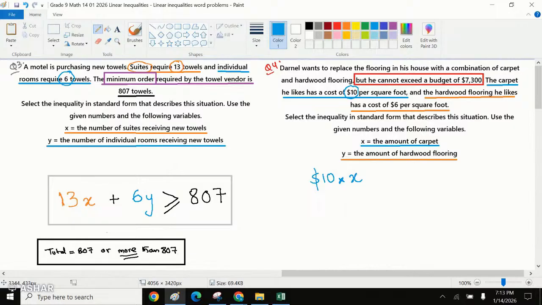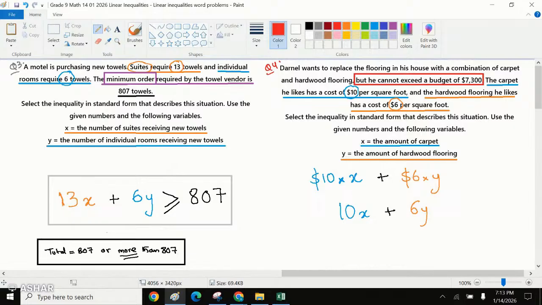Then we add the second cost to it. The second cost was $6 per foot, right? And that is the hardwood flooring. That means his total cost comes out to be 10x plus $6 times y, right?